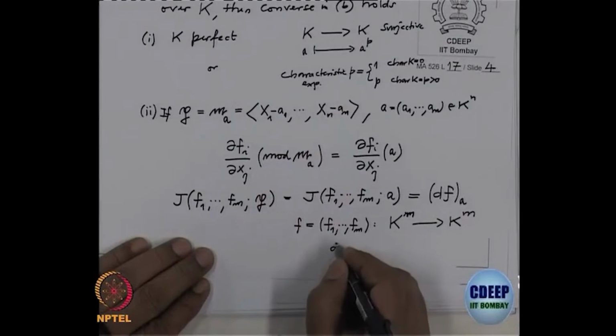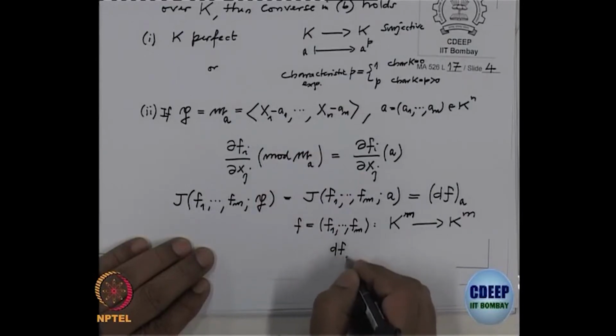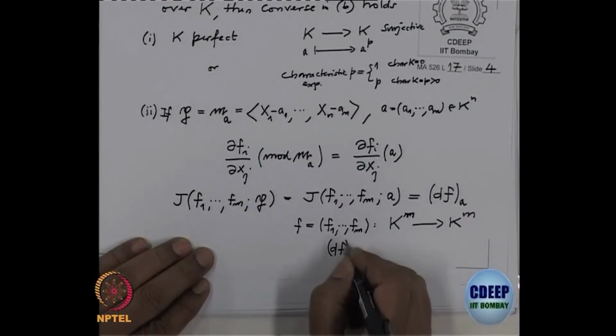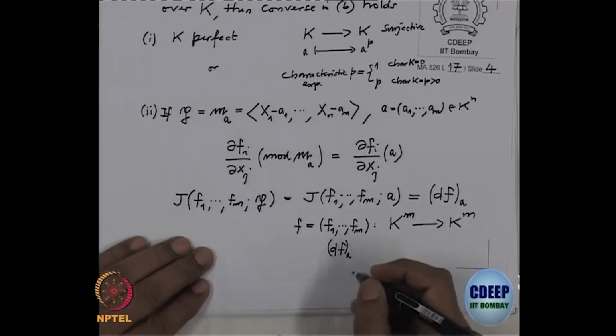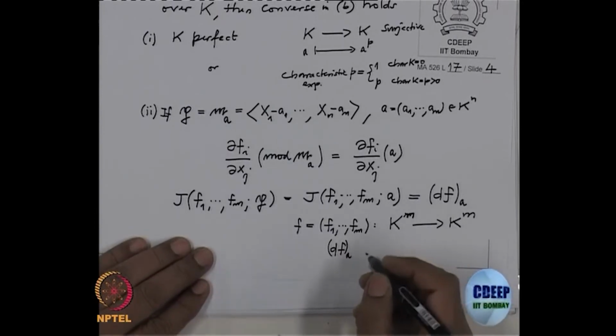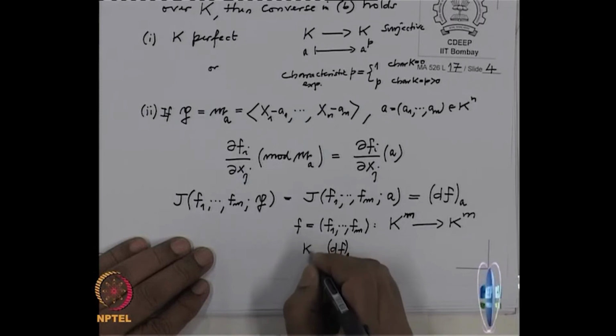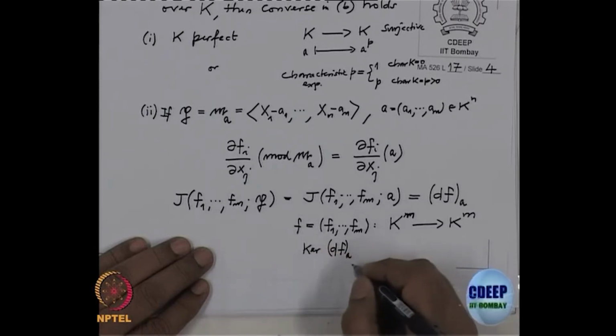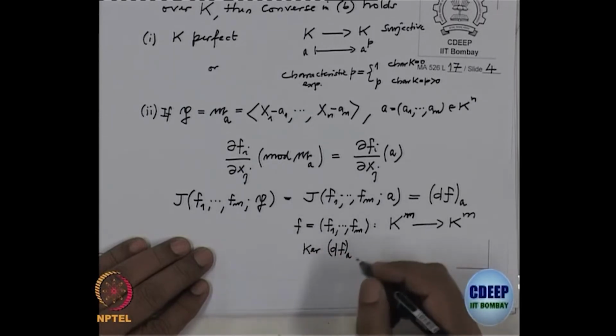Okay, so now in that notation, I had not completed the sentence here. If you take the differential of this map at A, this is a linear map, and the kernel of this map is called the tangent space at A.